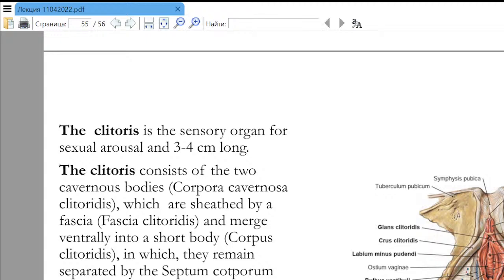The clitoris is a sensory organ for sexual arousal and 3-4 centimeters long. The clitoris consists of two cavernous bodies, which are sheathed by fascia and merge ventrally into a short body, corpus clitoridis.